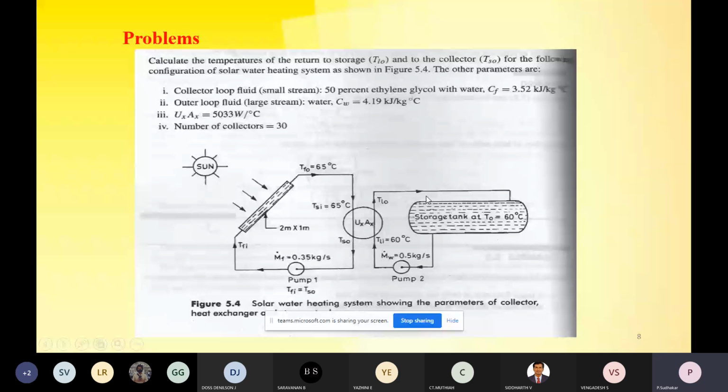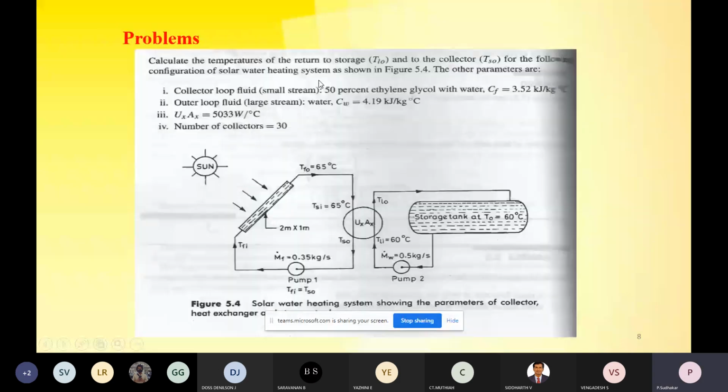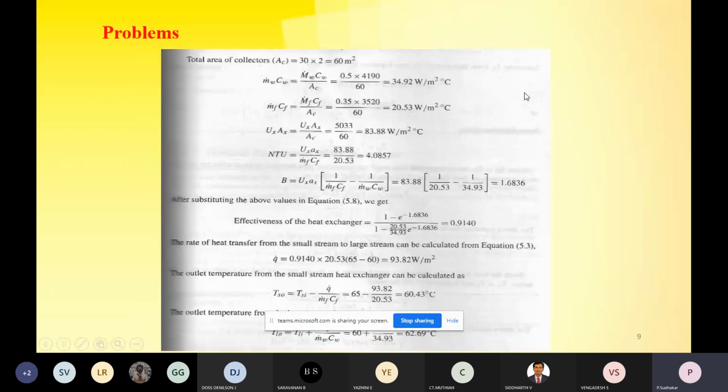So M dot W CW: capital M dot W is 0.5 kg per second. Capital CF is 3.52 kilojoule per kg degree centigrade.